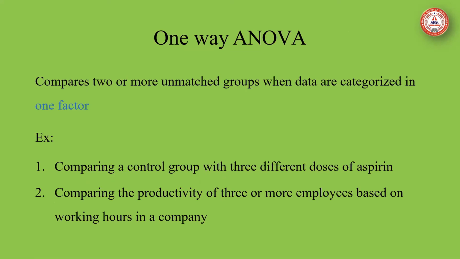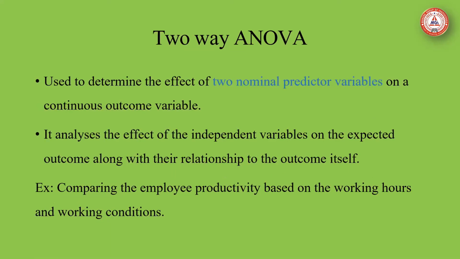One-way ANOVA compares two or more unmatched groups when data is categorized in one factor. Example, comparing a control group with 3 different doses of aspirin. Comparing the productivity of 3 or more employees based on working hours in a company.